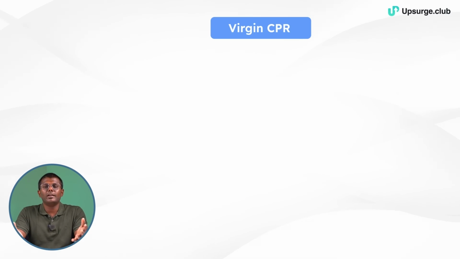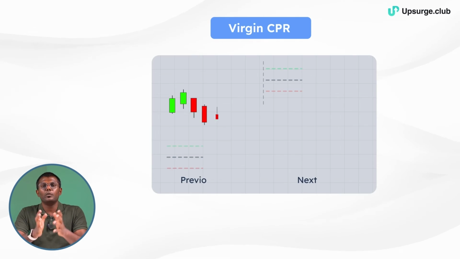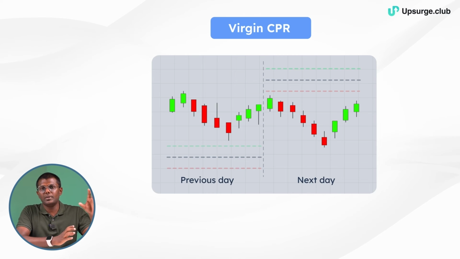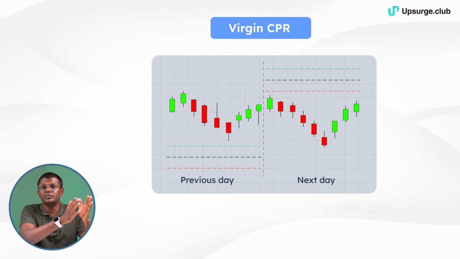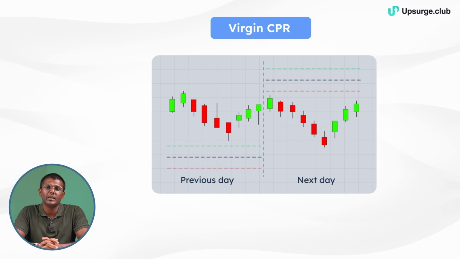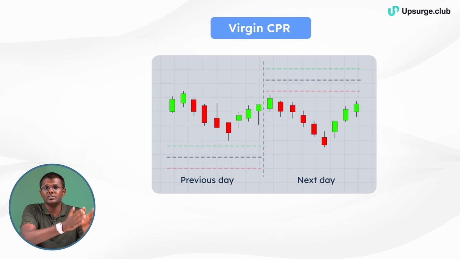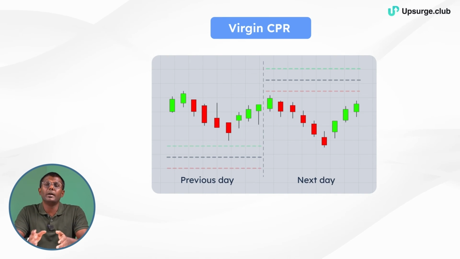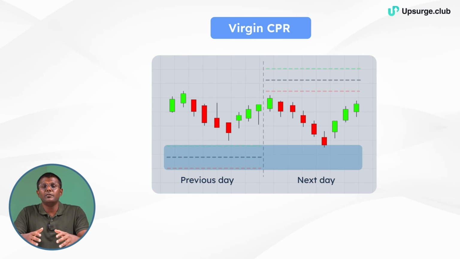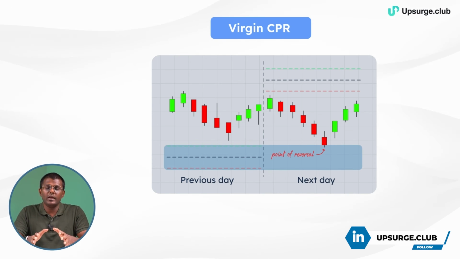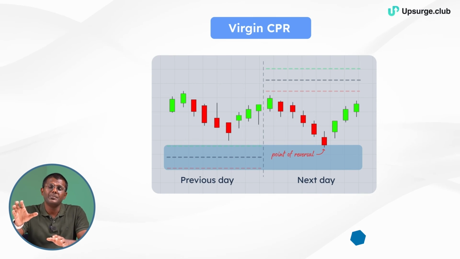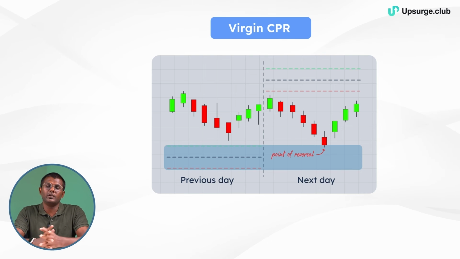Now let's talk about the last type, virgin CPR. What is a virgin CPR? Let's say yesterday the CPR was not touched by the candles, then yesterday's CPR is considered to be the virgin CPR. We can use yesterday's virgin CPR today also by drawing a zone, and we can consider it as a point of reversal. So today, if the candles are coming towards this virgin CPR area, then we can anticipate a reversal.